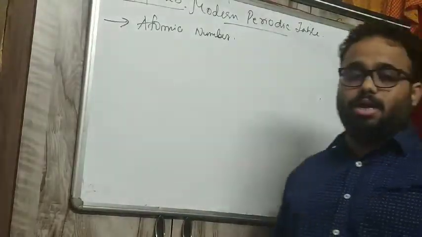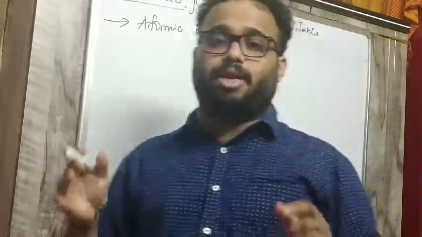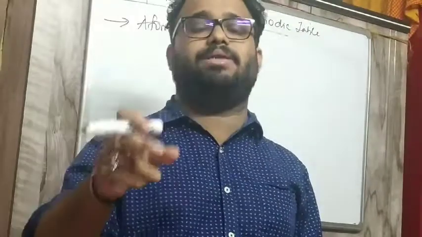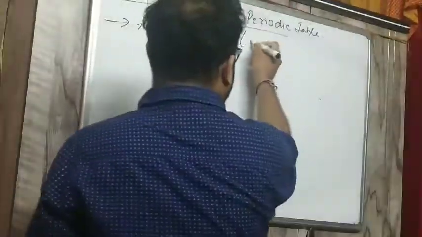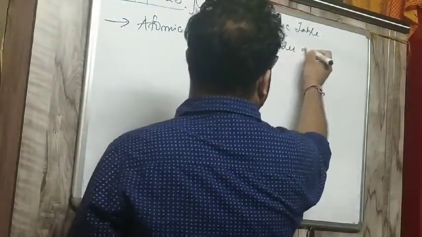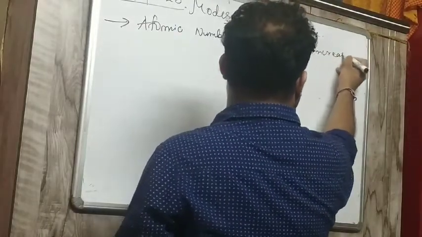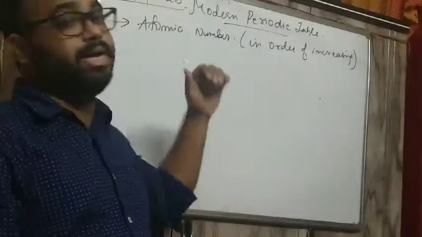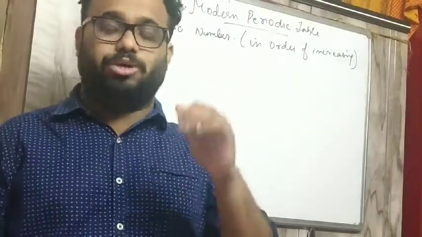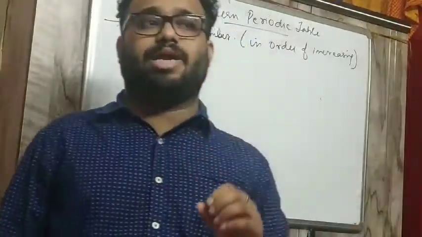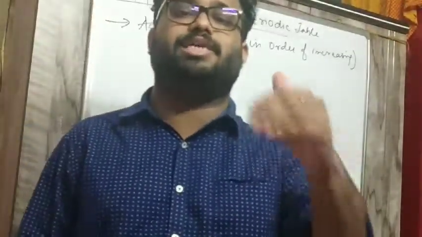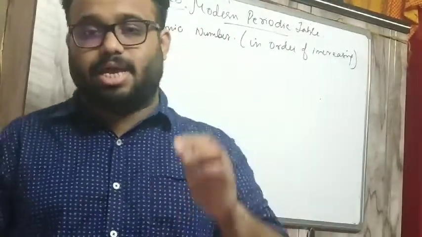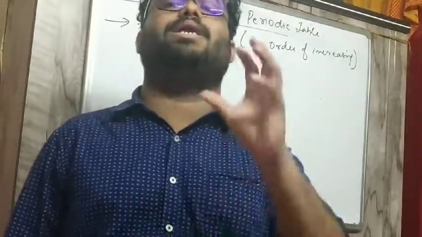Why? Because in the modern periodic table the elements are arranged in order of increasing atomic number. In Mendeleev's table it was stated that they are arranged in order of increasing atomic mass. But in the modern periodic table they are arranged in order of increasing atomic number.